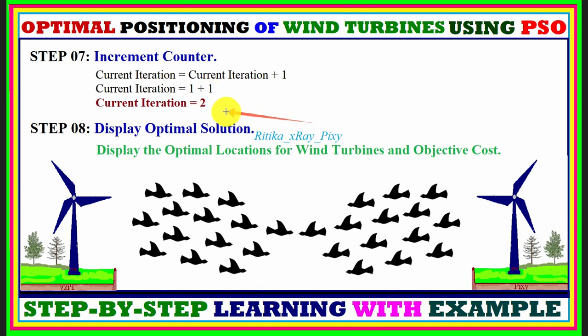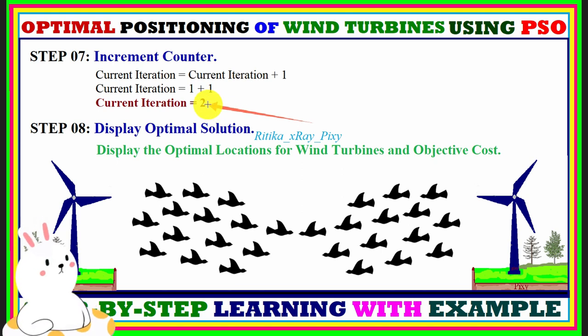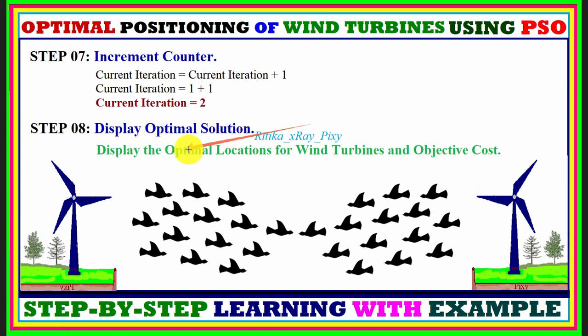Now the counter is 2, and we will check whether it is greater than the maximum iteration or not. When the stopping criteria is met they will display the optimal solution, that is the optimal location for the wind turbines and the objective cost.